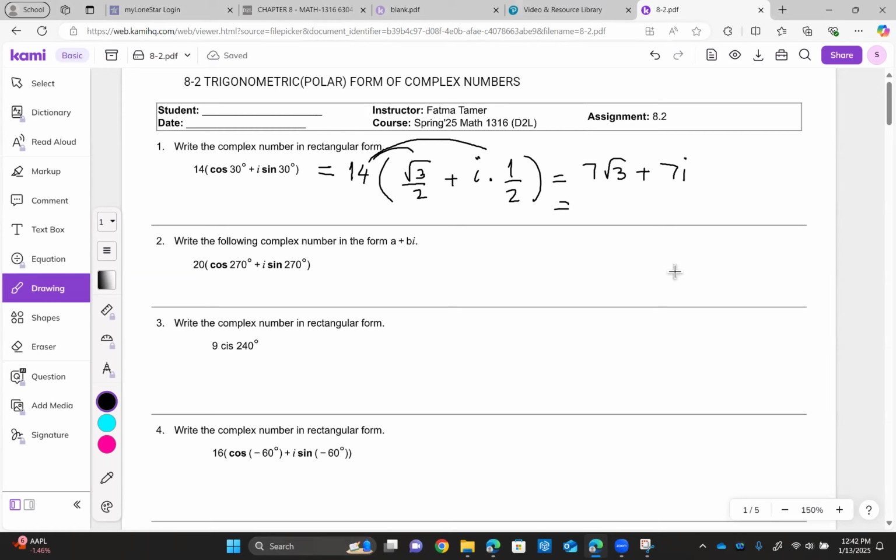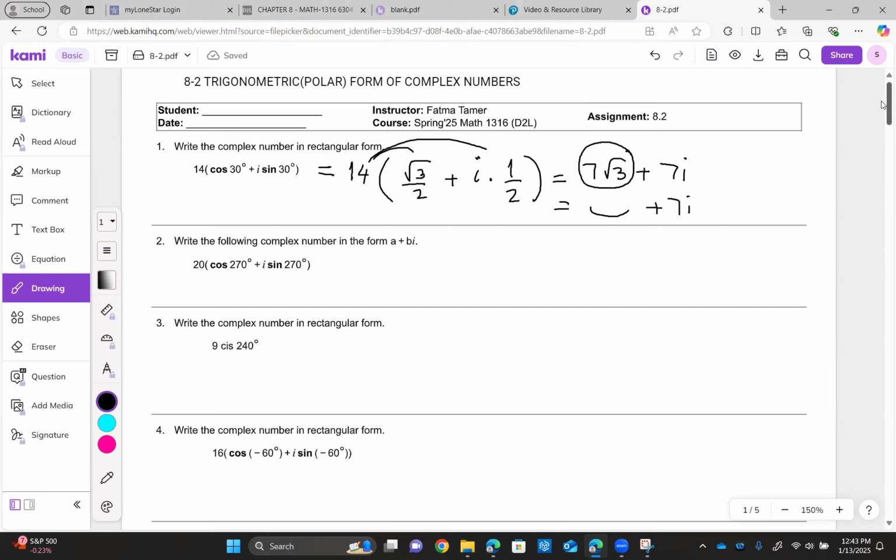If this answer is not accepted, plug it into the calculator. The calculator will give you the decimal corresponding to root 3, and then you multiply it by 7. Whatever the decimal becomes, plus 7i, you can input this answer to the online homework.